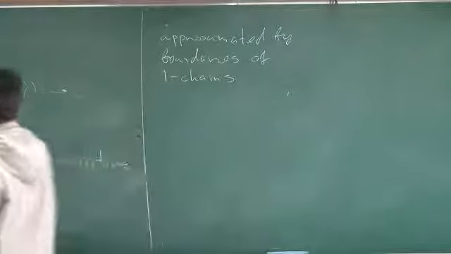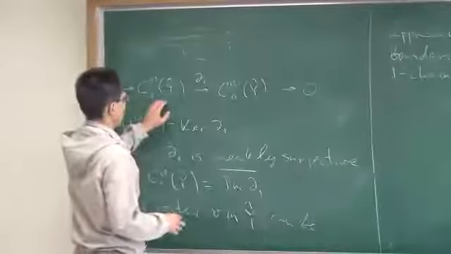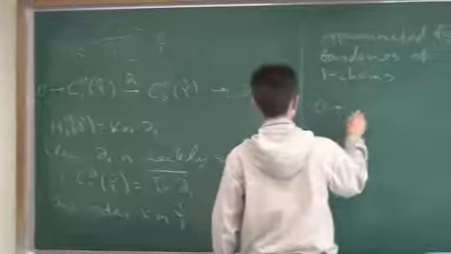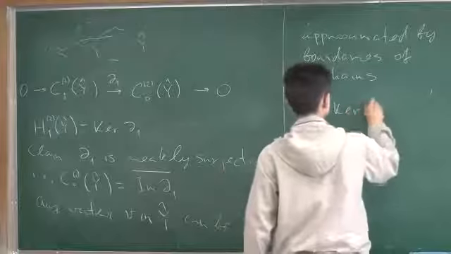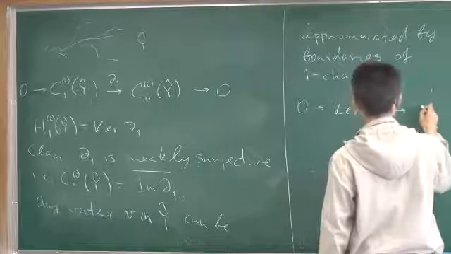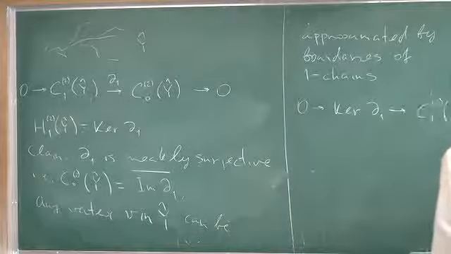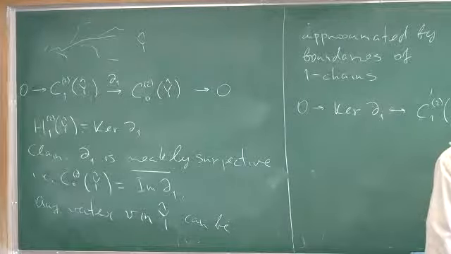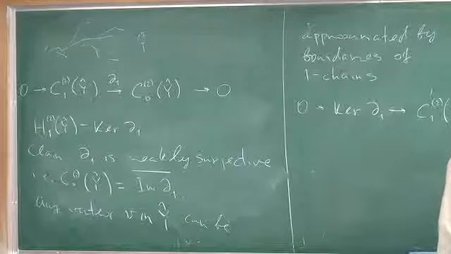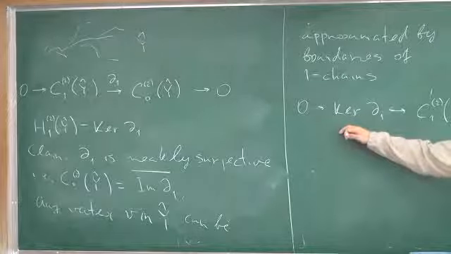So if you consider this sequence, how do you find the kernel? There is a corresponding weakly exact sequence: the kernel of D1 injects into C1^(2) of y hat, and this is a weak surjection onto C0^(2) of y hat. And since this is weakly surjective, this becomes a weakly short exact sequence, right? What we want is to find the dimension of the kernel.